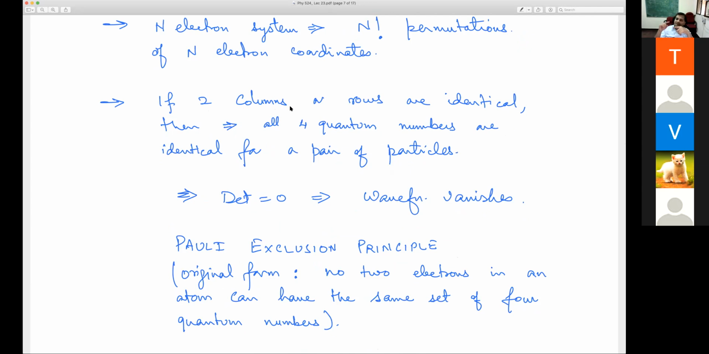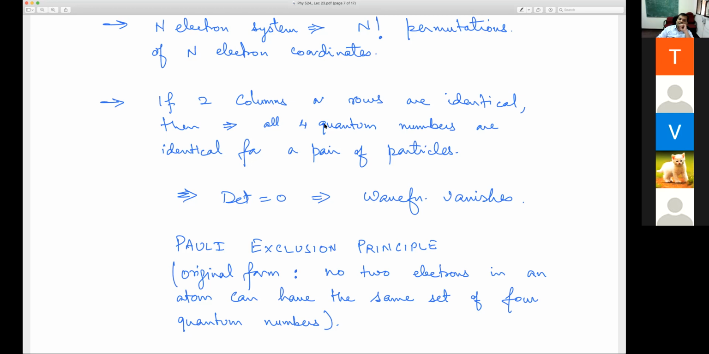Since the rows label the number of particles, the particle labels cannot be identical, but the columns denote the quantum numbers of the atomic states, etc. So they can be identical. If any two of them are identical, then the Slater determinant vanishes, or the wave function vanishes.